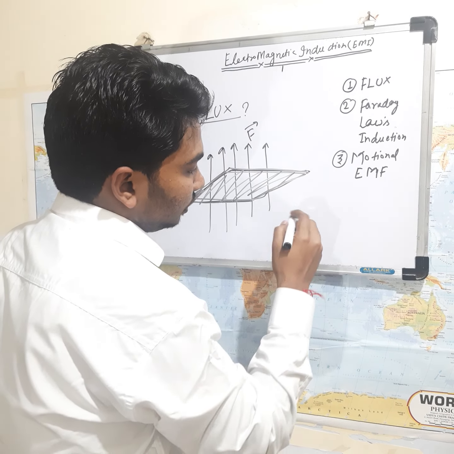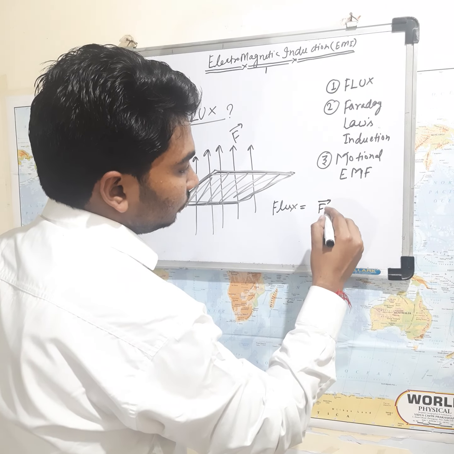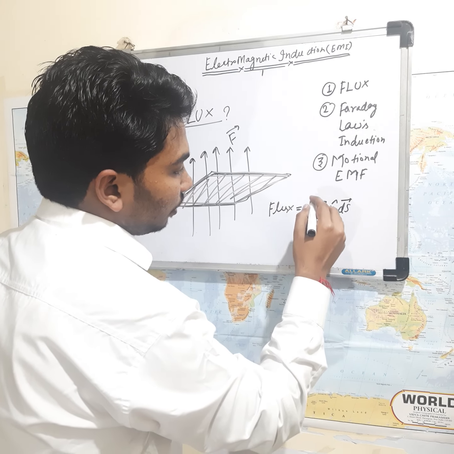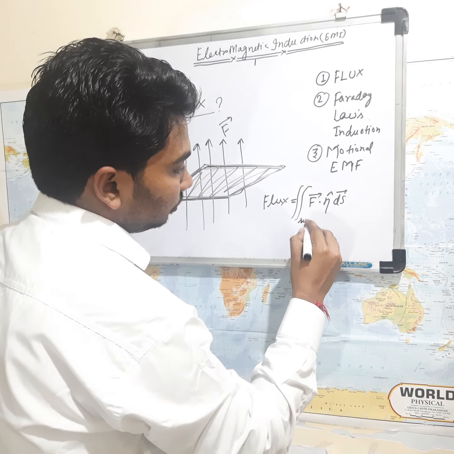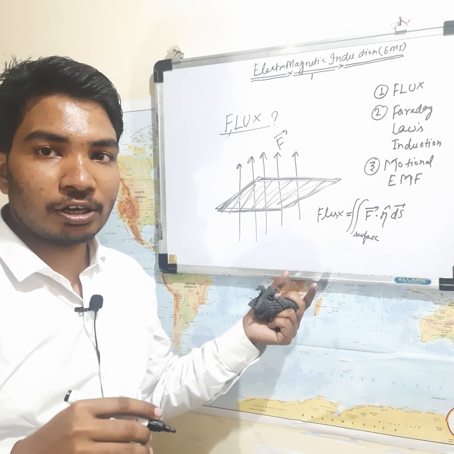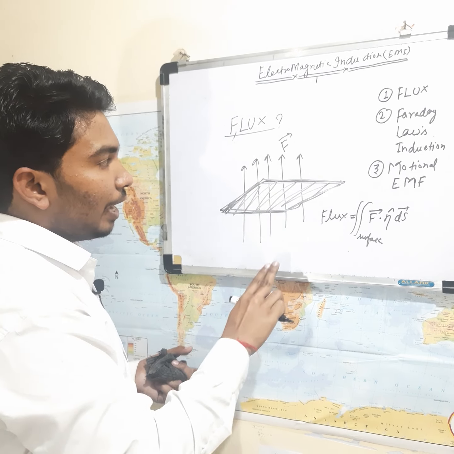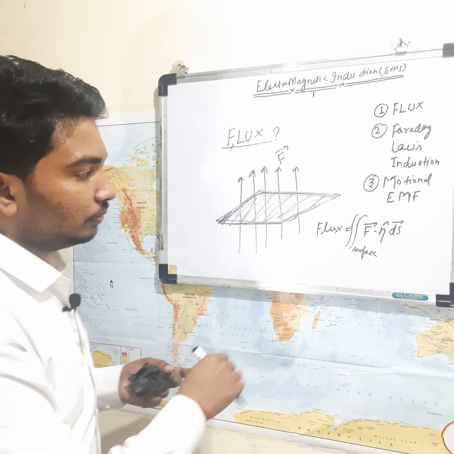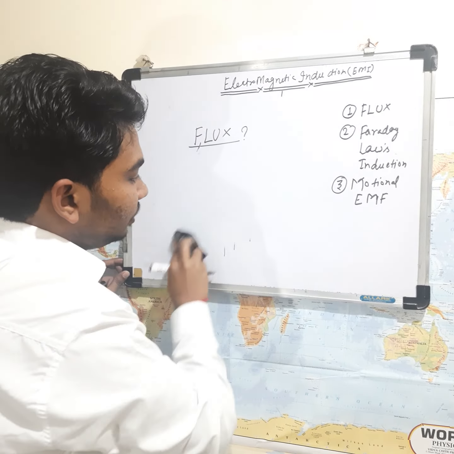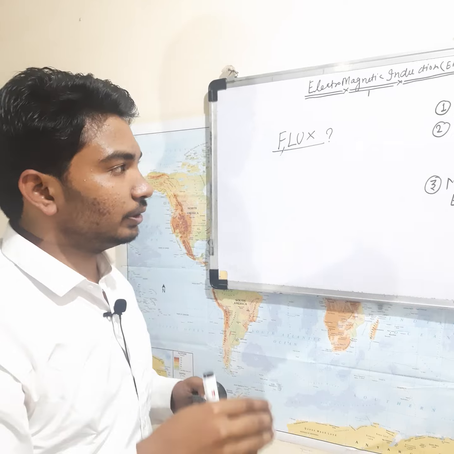Flux is equal to the integral of F dot n cap dS. This is the surface integral. Flux is a surface integral over any surface through which a vector is passing. That is the flux, and we will discuss the flux more in the next couple of minutes.